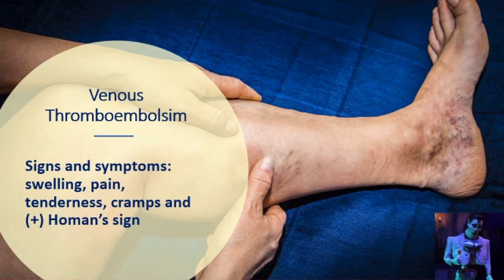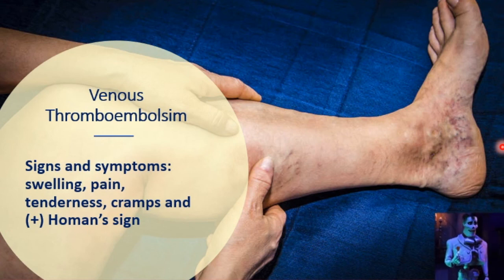positive Homan sign. So remember, your Homan sign is positive when there is pain during the dorsiflexion of your ankle. In other words, this part of your foot will be pulled towards the body. Once there is presence of calf pain, you would suspect venous thromboembolism. However, Homan sign has a low sensitivity and specificity. It does not mean that if your Homan sign is positive, it would really be right away venous thromboembolism or deep vein thrombosis.